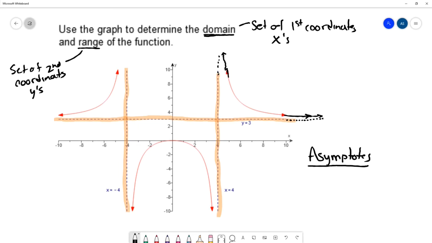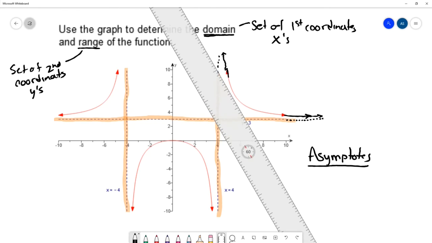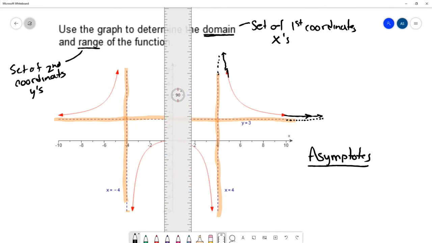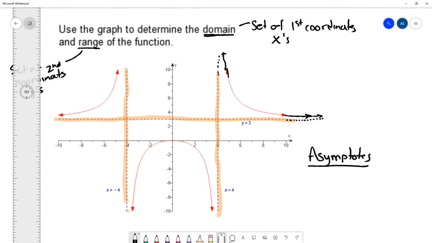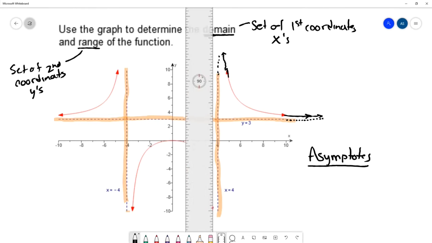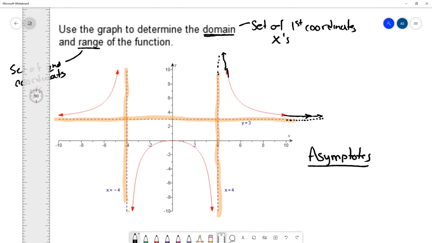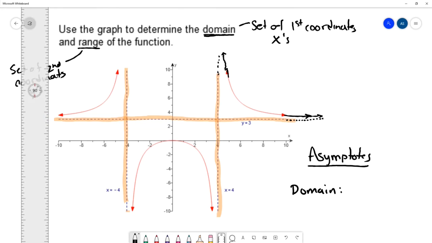So when we're looking for the domain, the way that I like to do it is to get out a ruler, and if you don't have a ruler, just use a pencil. And you're going to hold your pencil vertically, and you're going to go from left to right. We go from left to right because we want to go from smallest to largest. So we start with domain, and we're going to find our lowest x value.